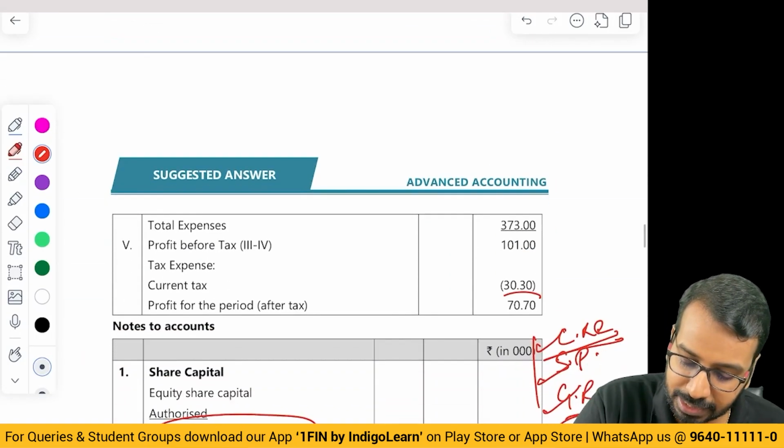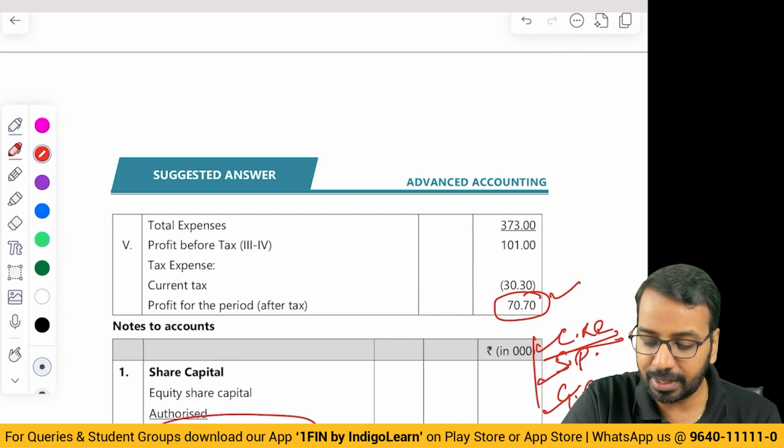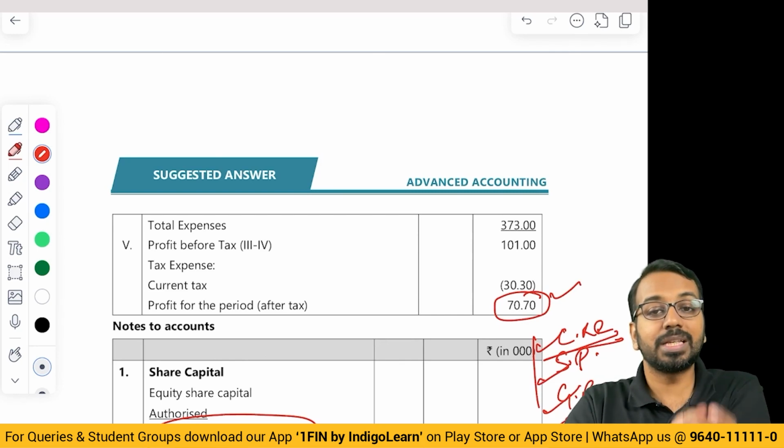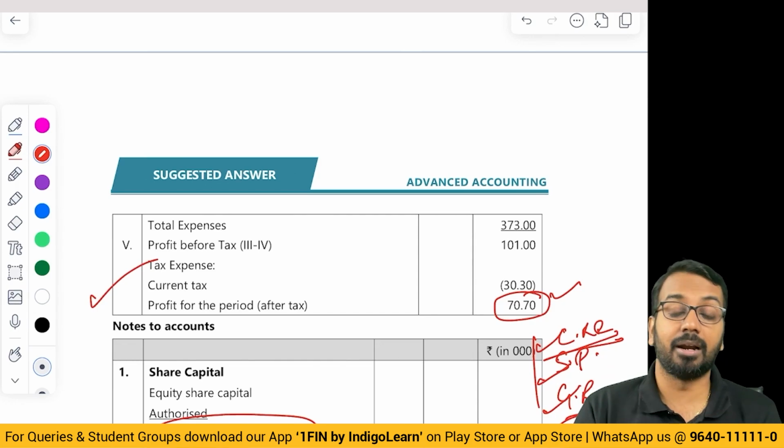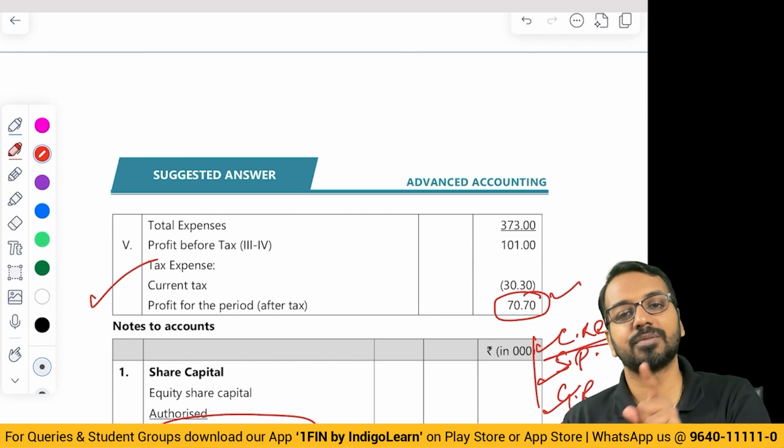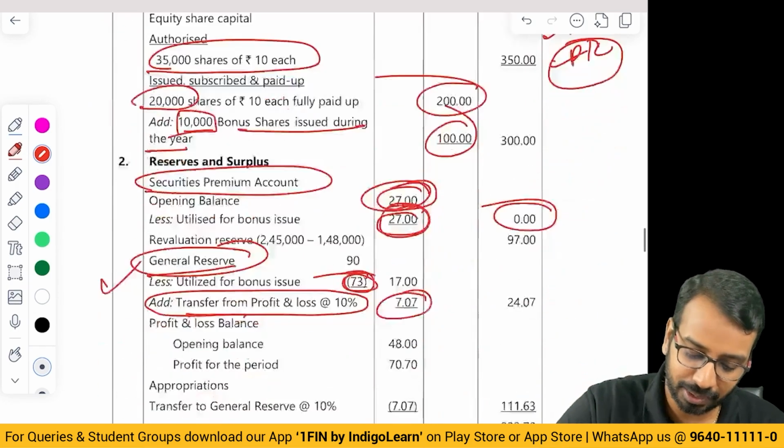So P&L here is 70.70. So the 70.70 of this 10% you have to transfer to general reserve. Don't do that adjustment in P&L. That adjustment has to be done in reserves and surplus only.